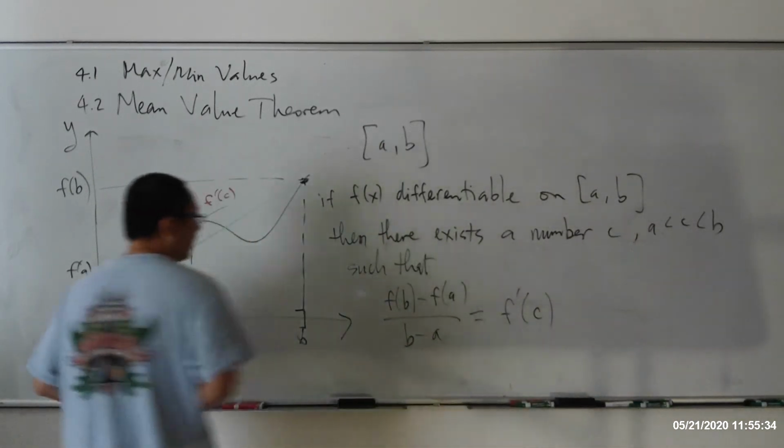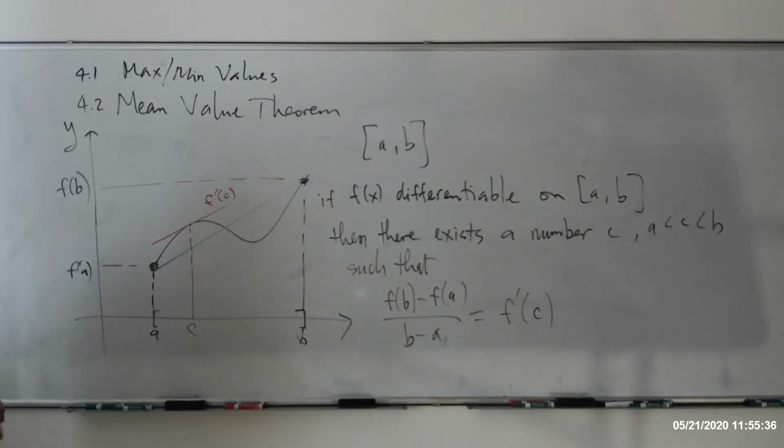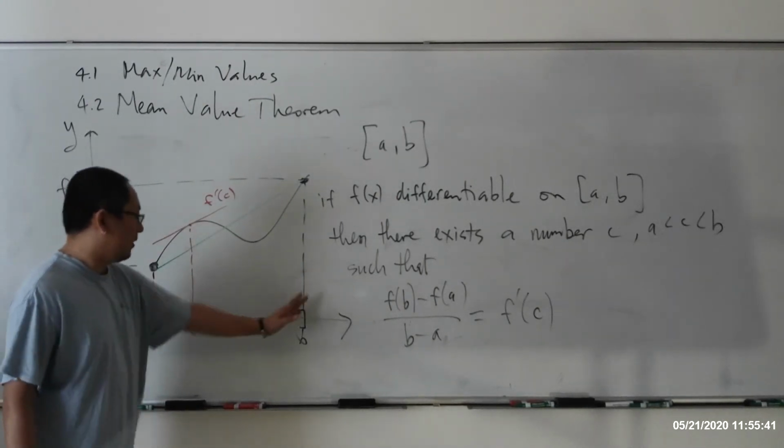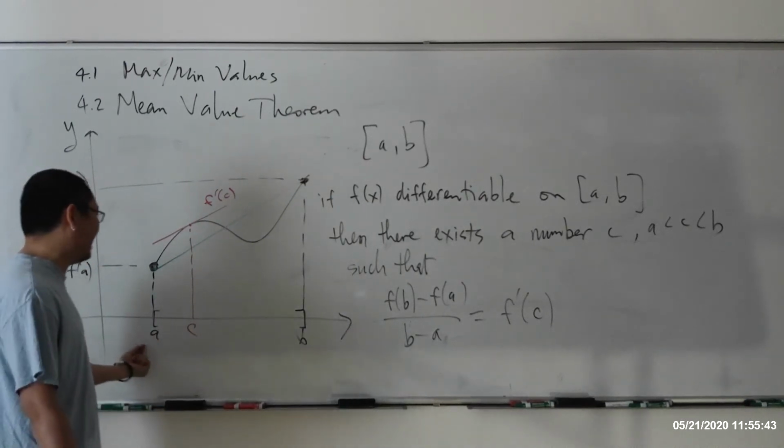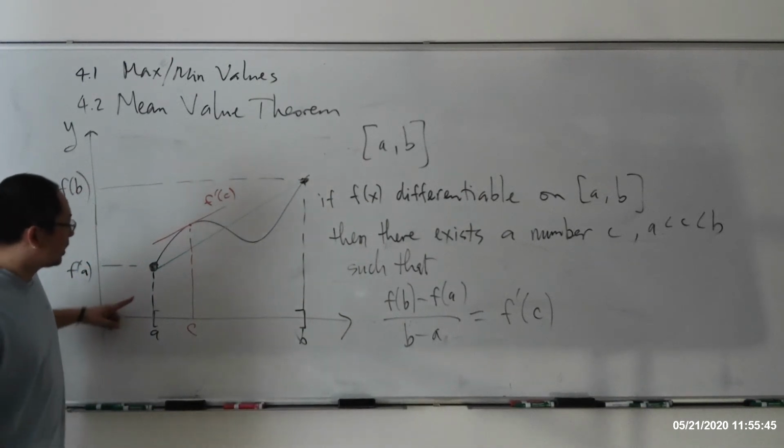And this is all about the mean value theorem. You guys see the idea already. Let me just repeat it one more time. You have a closed interval from A to B, right? Why do we need the closed interval? Because we need the endpoints to find the slope of the secant line.